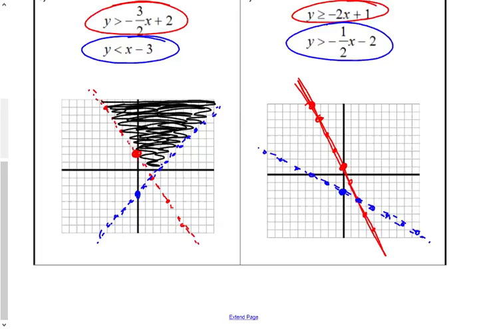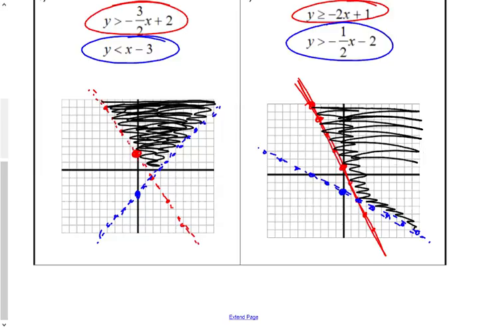like so. And now my shading is above both of those lines. So it's going to be right through here, like so. And again, this doesn't need to be perfect. You do the best you can.